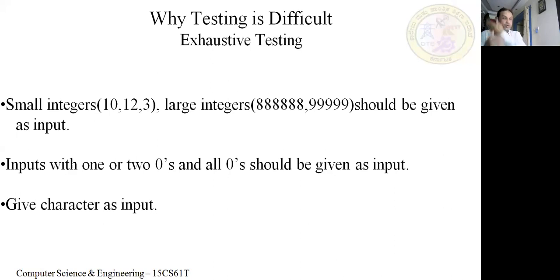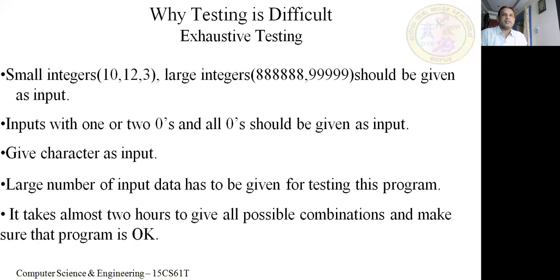The character is given as A. A is the side of a triangle. It should not accept input like this. These are all the possible values we should enter. Then small integers. So a large number of inputs, giving a character as input.